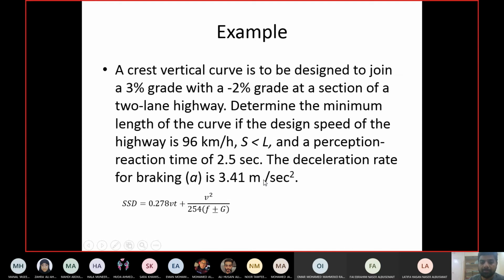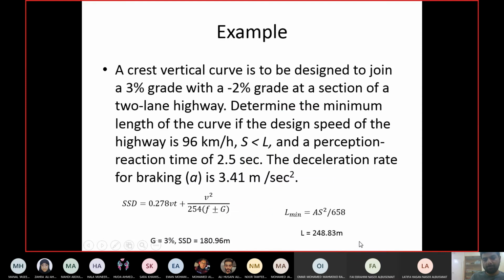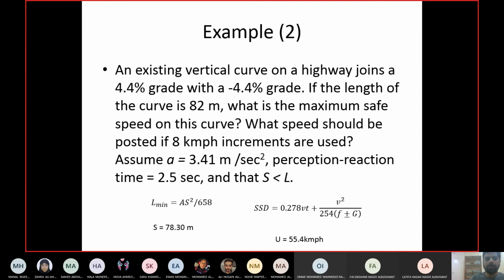So we are still using this equation for S less than L. Now in this case, I already have L. L is given. I want to find out S here. L is 82 meters. A, again, you will do G2 minus G1. So -4.4 minus 4.4 is -8.8. Then you take the absolute, it will be 8.8. So A is 8.8. S you have to find out. L is 82. And then you find out S. S comes out to be 78.30 meters.